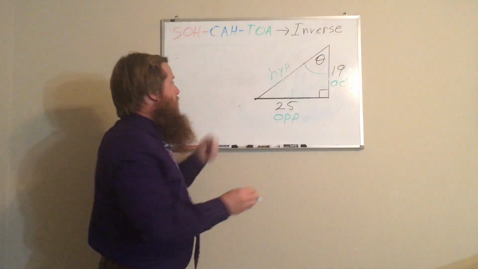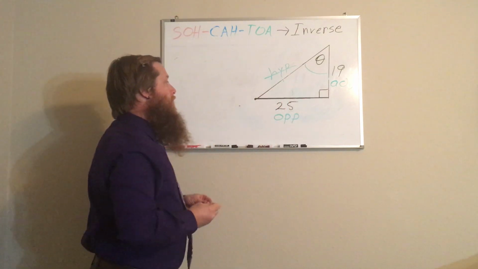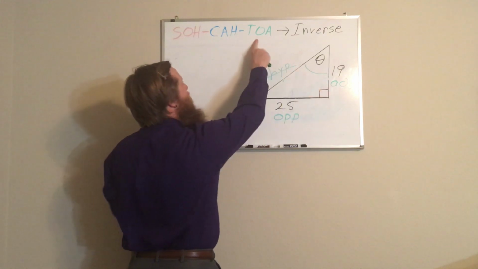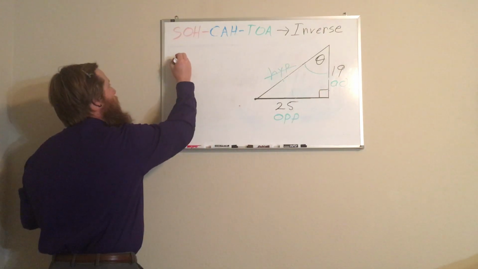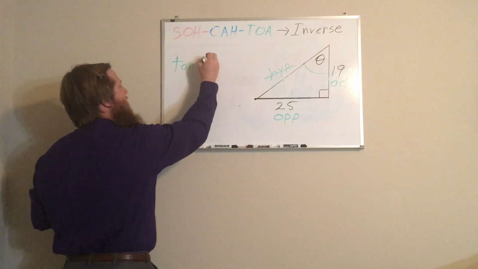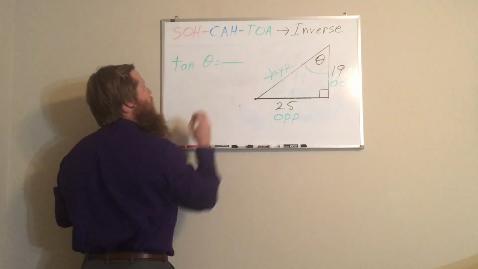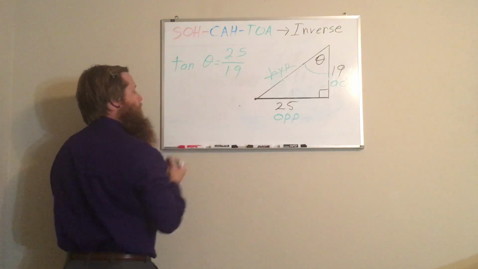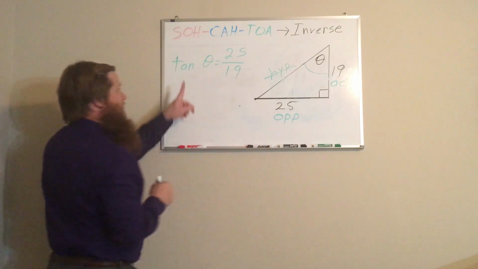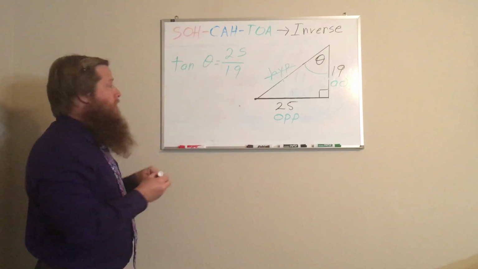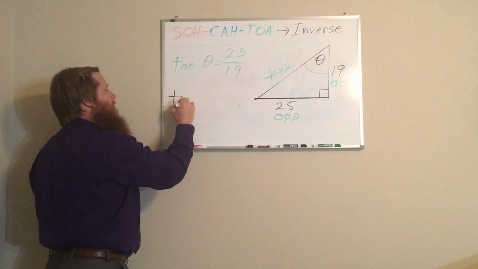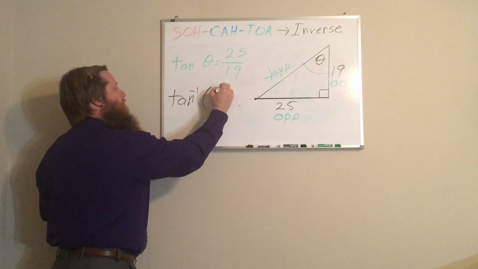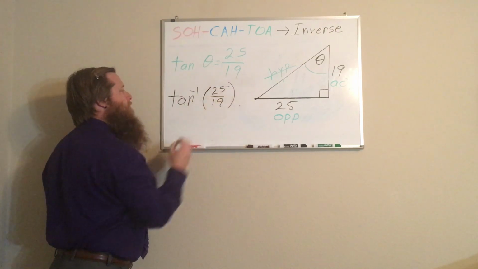Again, the side that's not being used is hypotenuse. It has no value. We're looking for opposite and adjacent. Opposite and adjacent is tangent, so we will say the tangent of theta is equal to opposite over adjacent. As previously stated, when we don't know our angle, this is when we use the inverse function. So the inverse tangent of 25 over 19.